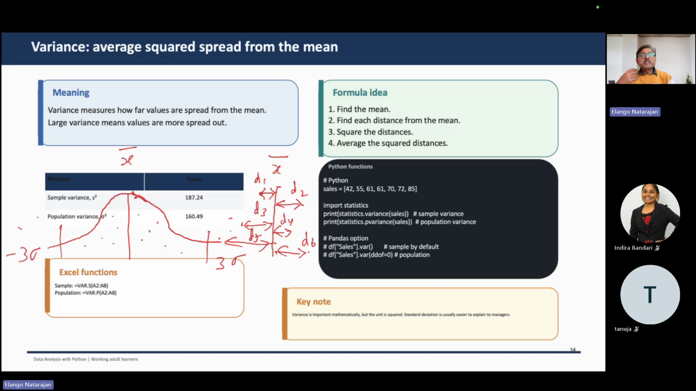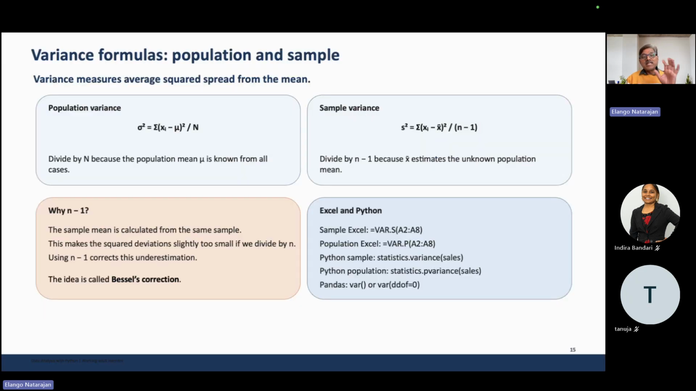Whereas to explain our variance to the company or senior management, it is better to go with standard deviation rather than variance. Okay. So I'm showing the formula over here, the variance formula. For population variance, we use sigma (x minus mu) squared divided by N, whereas for the sample variance, we use sigma (x minus x bar) squared over n minus 1.